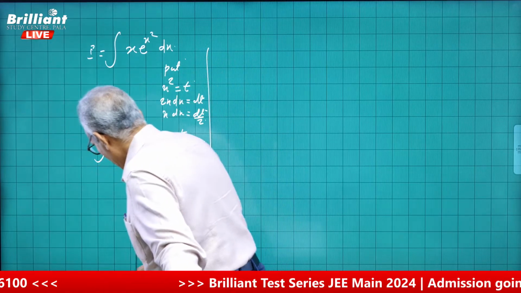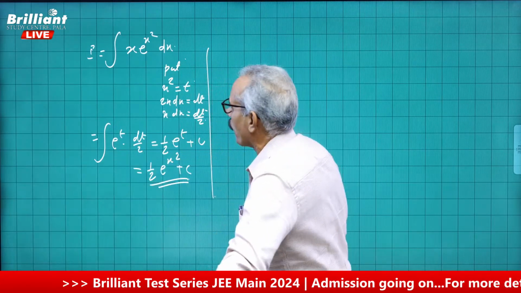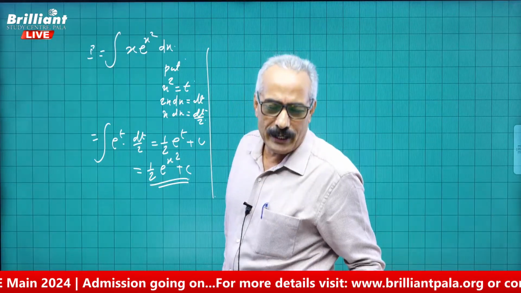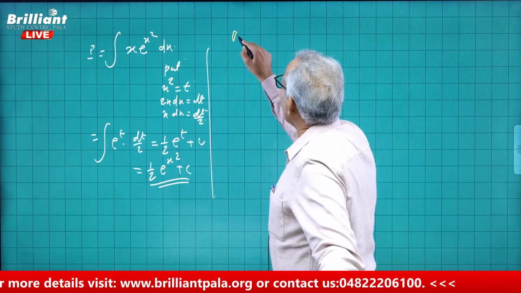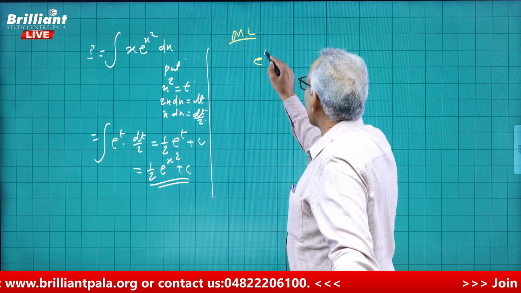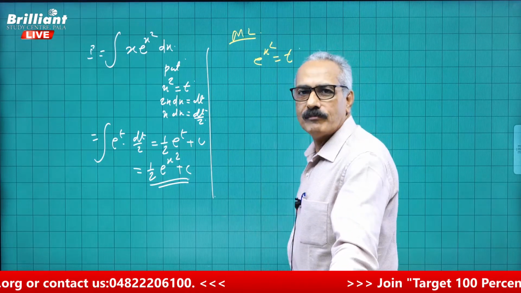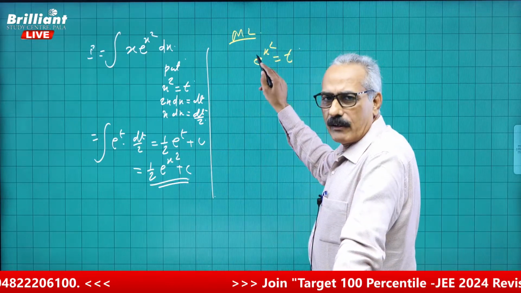Well, now I wanted to show you one more thing. Suppose I see my unusual thing is not only x square but e raised to x square. So what I do, method 2, I say e raised to x square is equal to t. Now what, differentiate it?